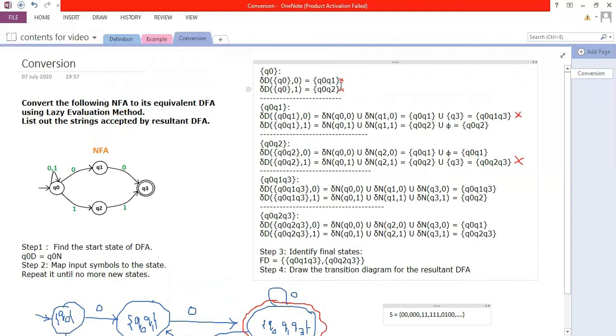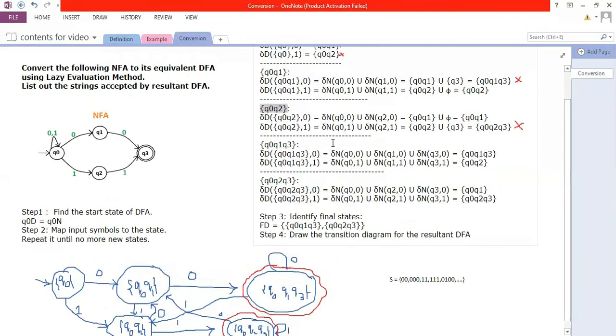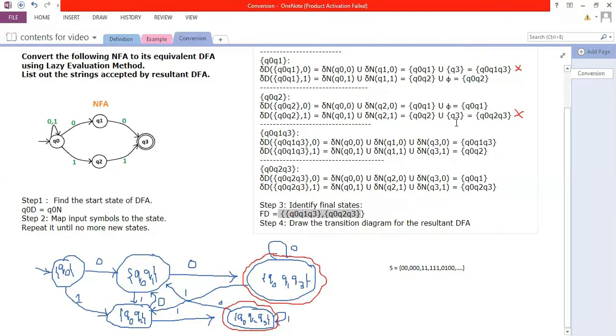Write transitions for these two, so Q0, Q1 as well as Q0, Q2. You may be getting two new states again. You just write the transitions for all of these. Once you do that, you just list out the final states. Final states will be those states which contain the final states of NFA. Then you write the diagram accordingly. Writing the diagram is very simple. You just try to convert the transitions into a diagram, or sometimes if the question says to write the table, you can do that by writing the table.